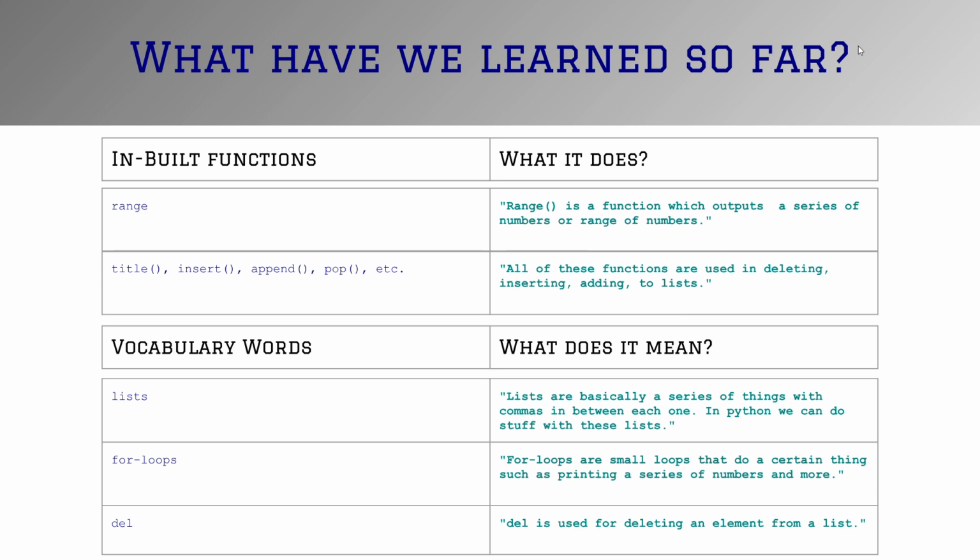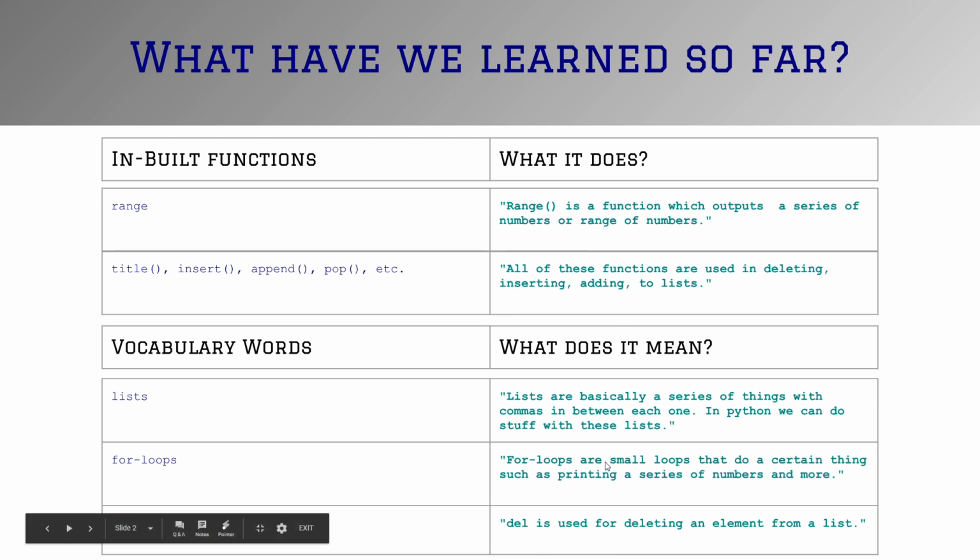Title, insert, append, pop are all functions that are used in deleting, inserting, adding to lists. So what are lists? Lists are basically a series of things with commas in between each one. In Python, we can do stuff with these lists, such as deleting, inserting, adding, and lots more.